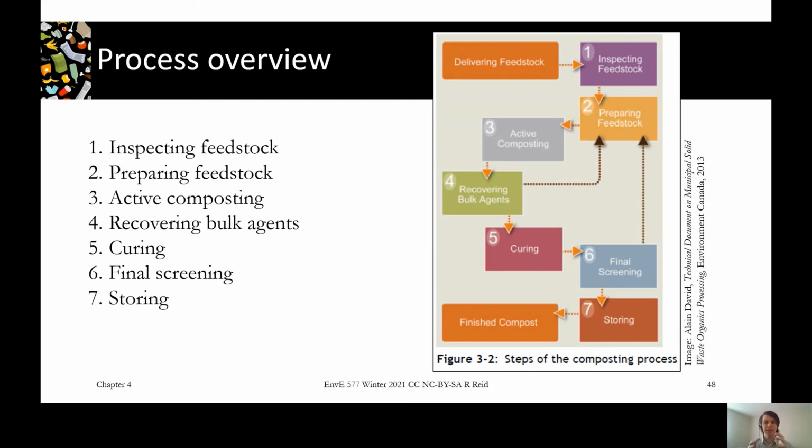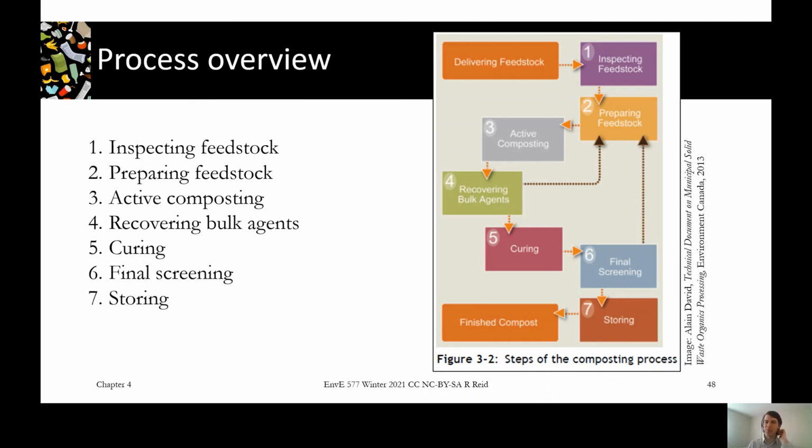Then it moves to our active composting phase, where we're going to have that aerobic reaction going on and our waste degrading and producing CO2. That's going to go on for a few weeks, and I'll show you that whole process. When that's finished, we'll want to recover our bulking agents. So anything we added to boost that free airspace, our wood chips and stuff like that, we're going to take out and reuse, because we don't want them going out with the compost, and we are able to reuse them again. Then it's going to go to curing.